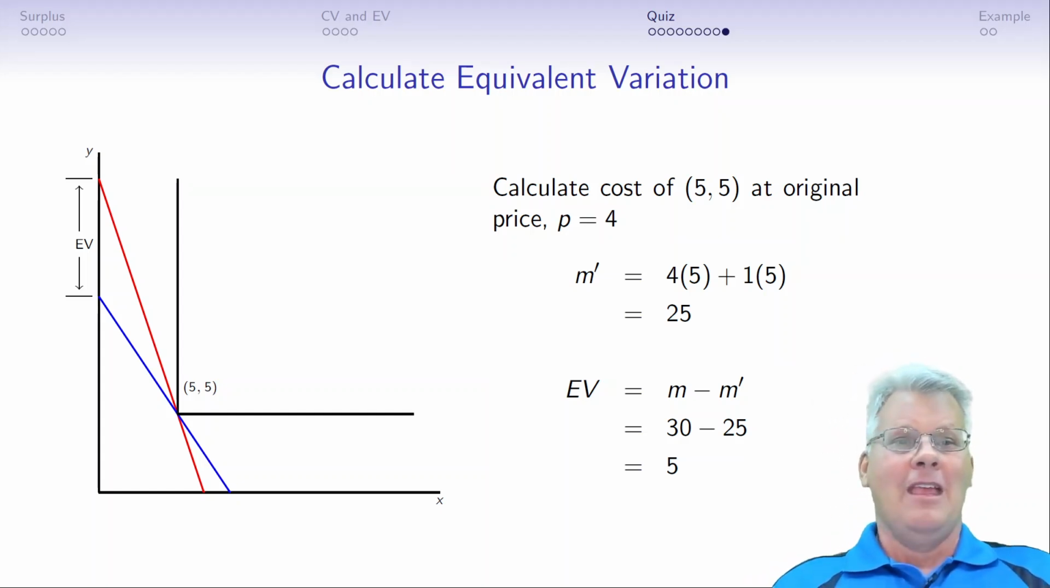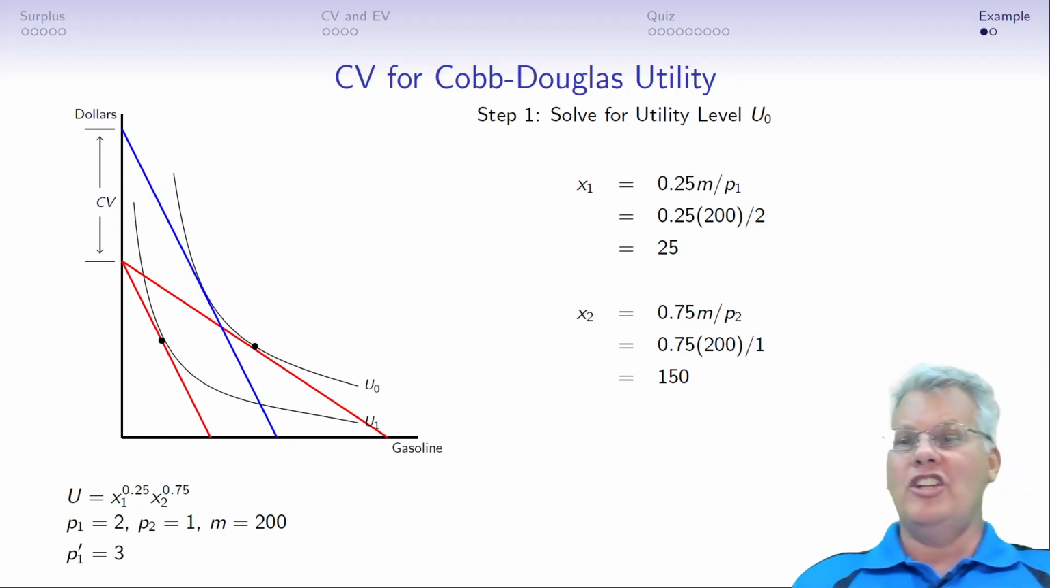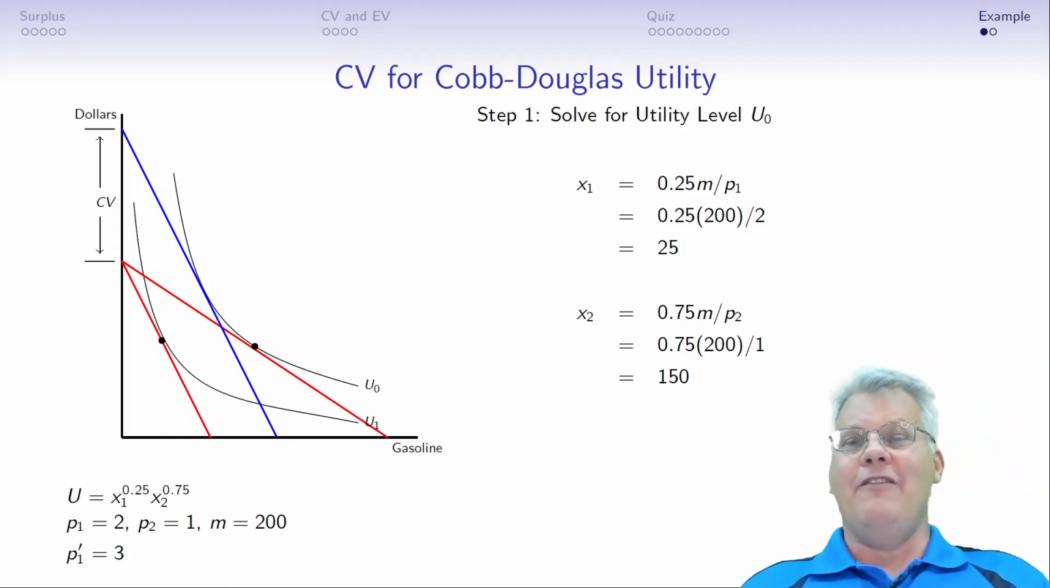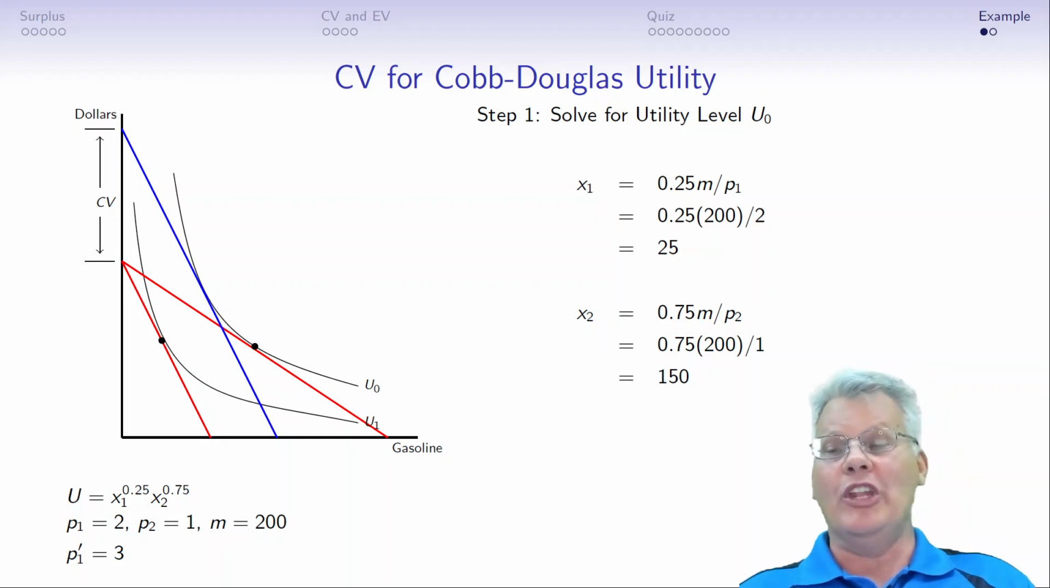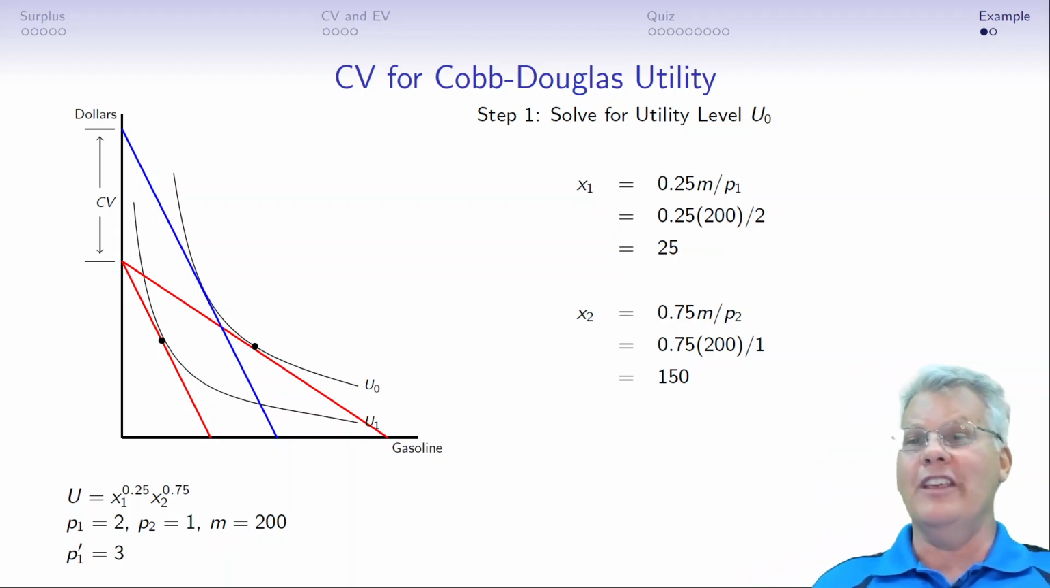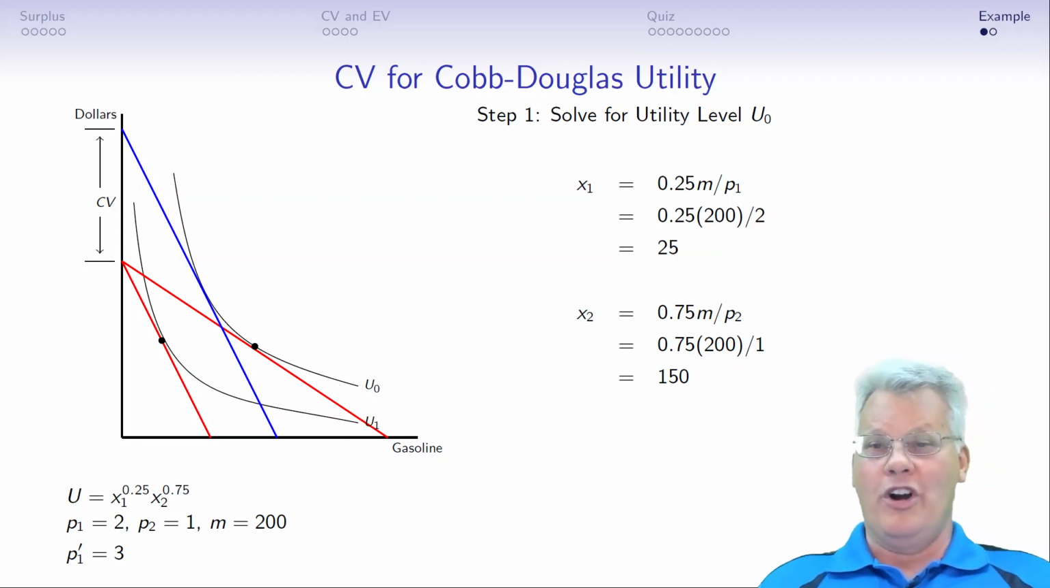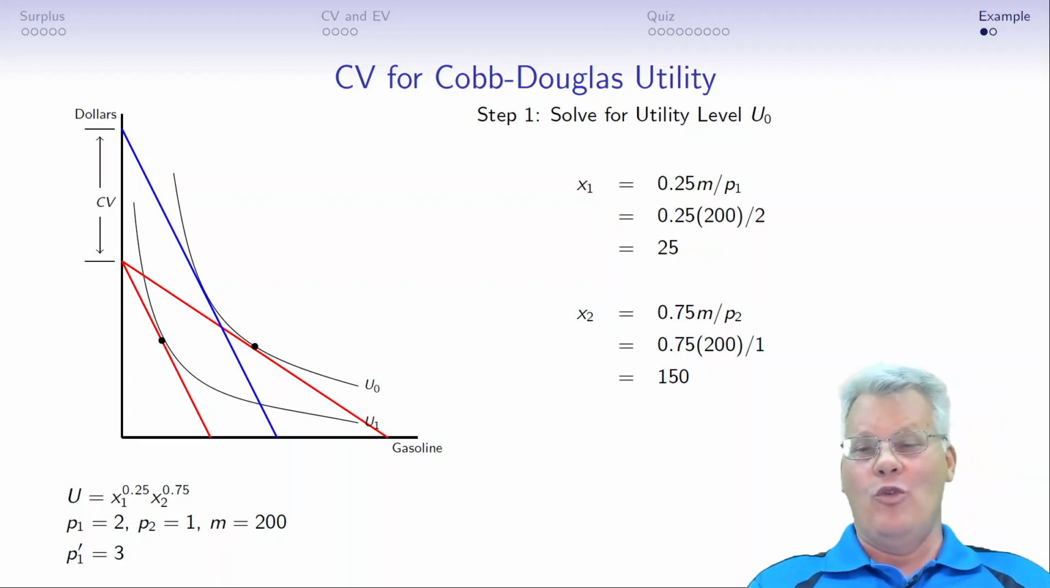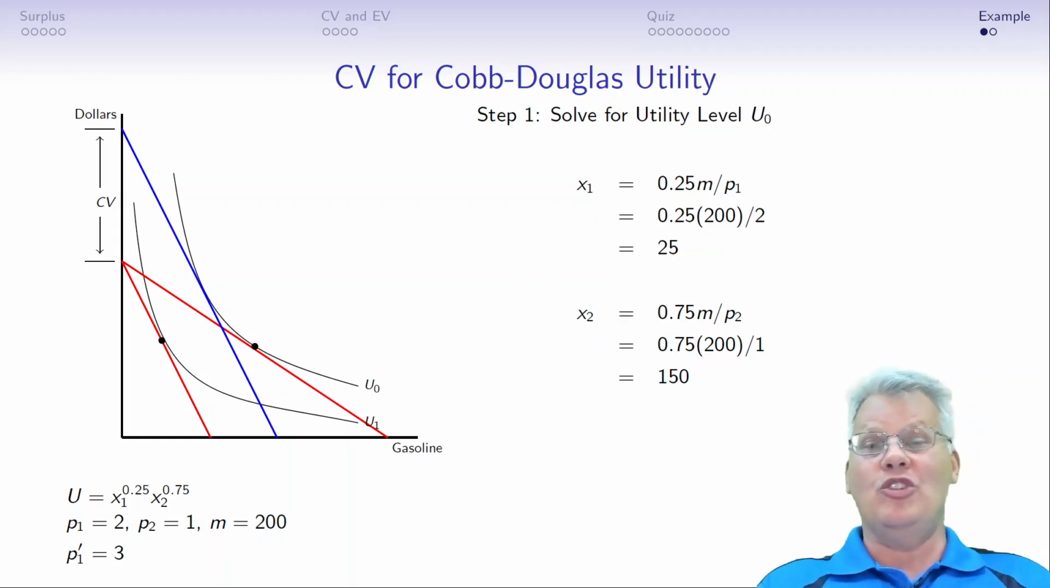Okay. Now, for the final example, I wanted to show you compensating variation for Cobb-Douglas utility. The reason why I wanted to show you this is in the SmartWorks homework that I've also assigned for this chapter, I'm asking you to do equivalent variation for Cobb-Douglas utility.